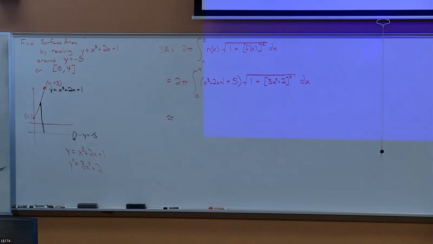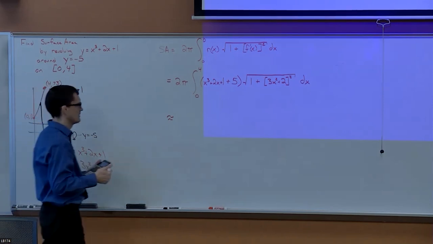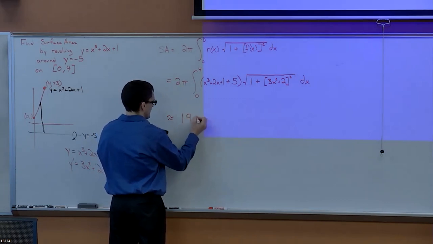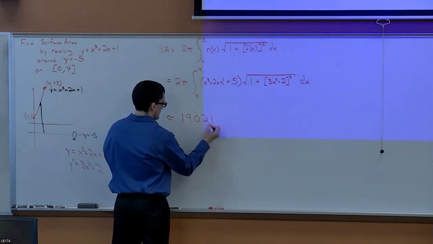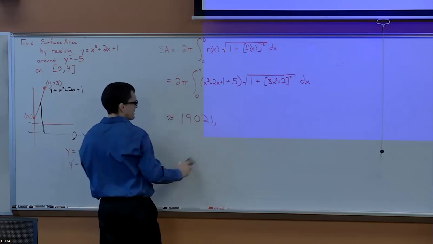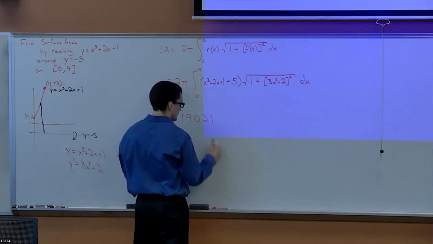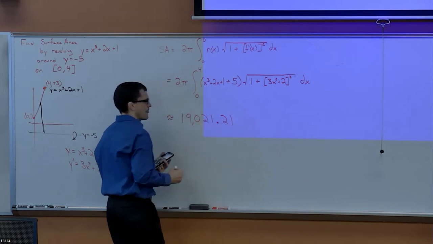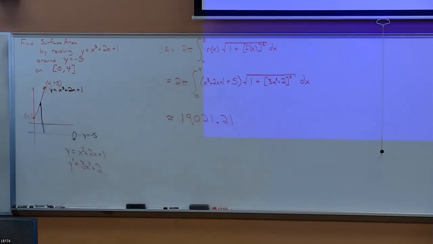Now, obviously, changing the radius is going to change my final answer. In this case, it changed it to 19,021.21. That makes sense?